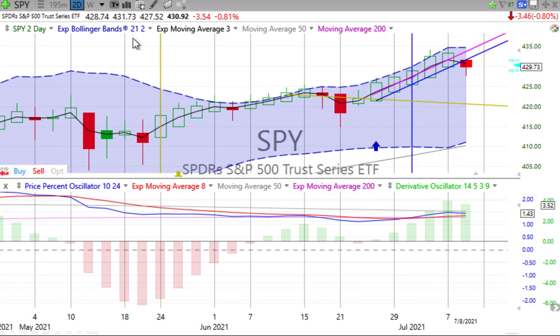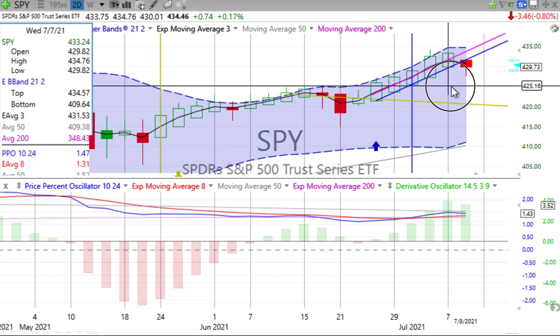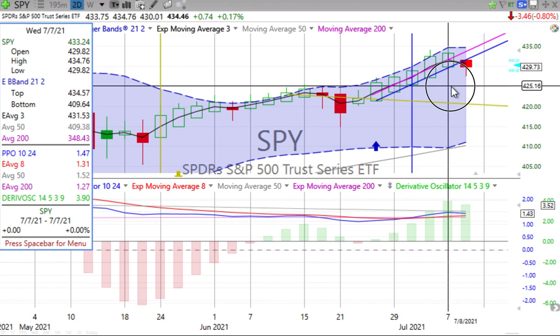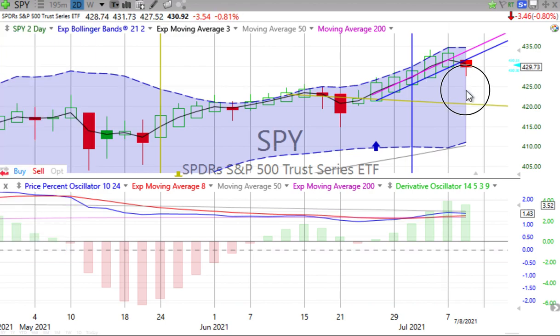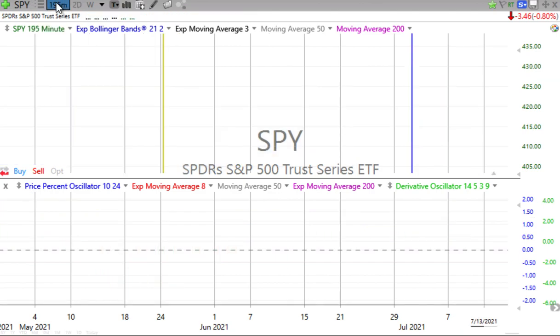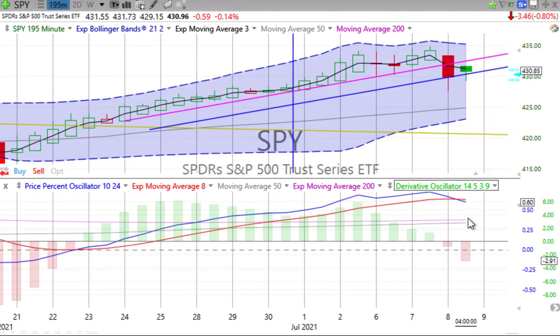Let's look at the 2-day. The 2-day had been moving up, and look at it now. That last 2-day candle finished forming on Wednesday. This Thursday candle is booming right through the 2-day trend line. Price percent oscillator still positive, but going down. Derivative oscillator losing momentum. Half-day chart. We had a crossover at the end of the day, went from green to red.